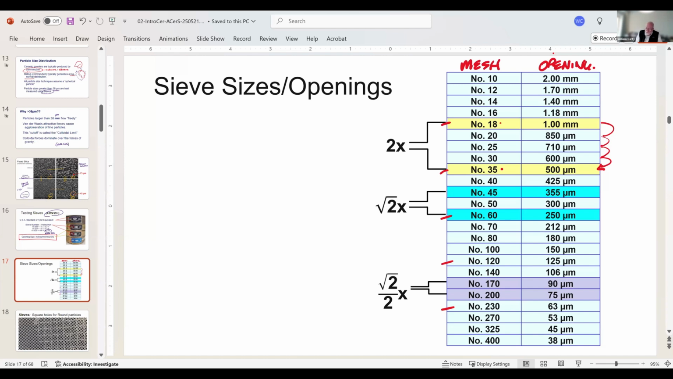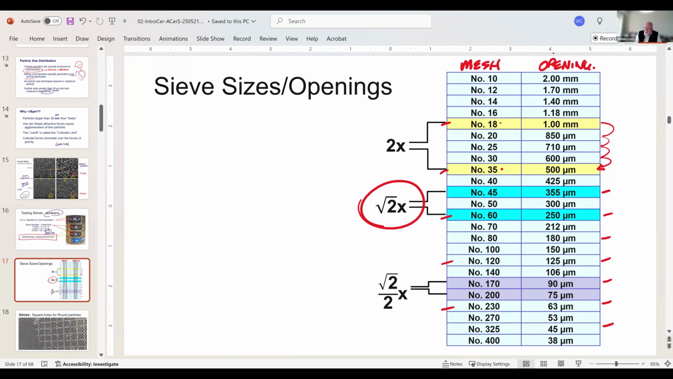What we typically do is this: every other sieve, that's a square root of 2 basis. So often we start at the bottom and say, well, I'll do 325, 230, and then 170, 120, 80, and then 60. 1, 2, 3, 4, 5, 6. That sounds good. I could probably do 7 maximum in the thing, plus a pan.